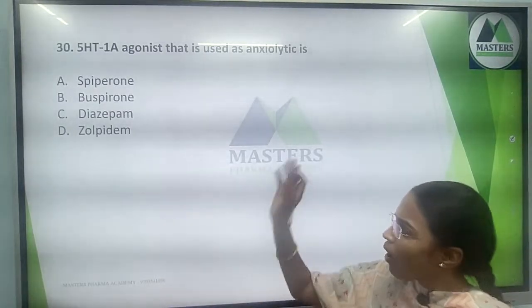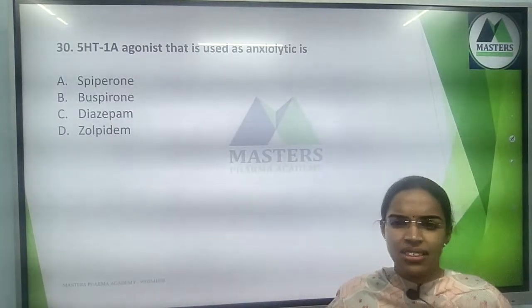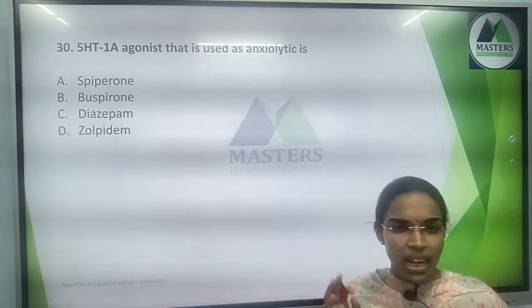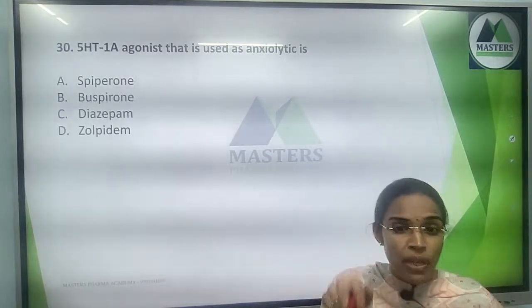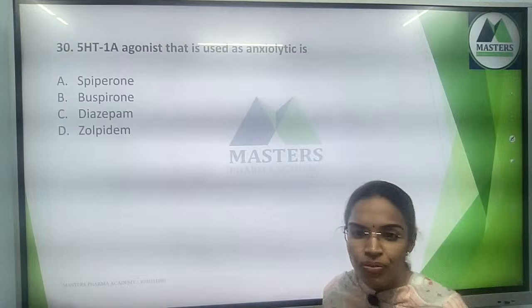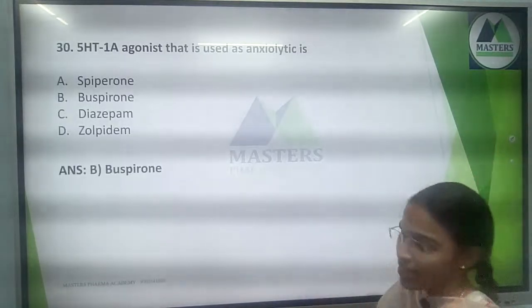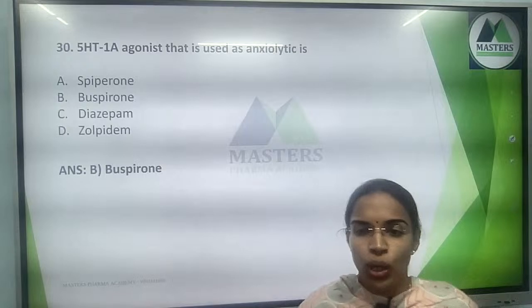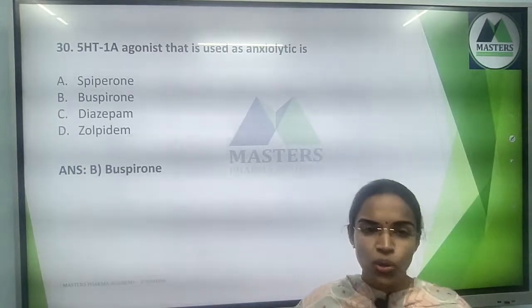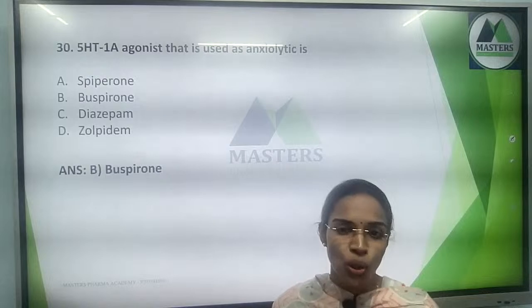So listen, all the options mentioned here, A, B, C, D, are anxiolytics, but which belongs to the class of 5-HT1A agonist? The answer is option B, buspirone. Buspirone belongs to 5-HT1A agonist that is used as an anxiolytic.